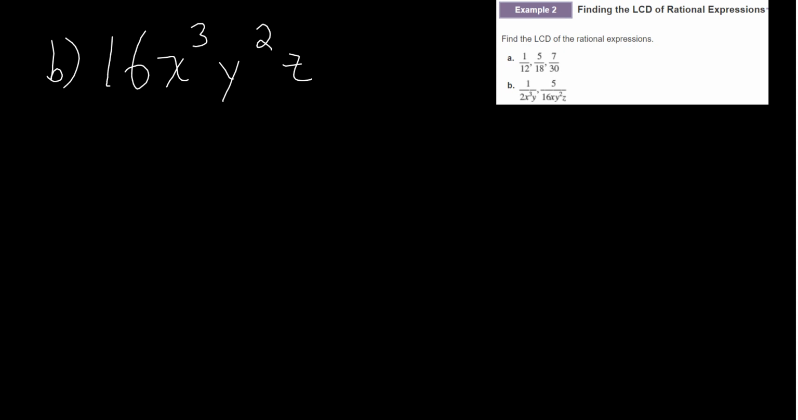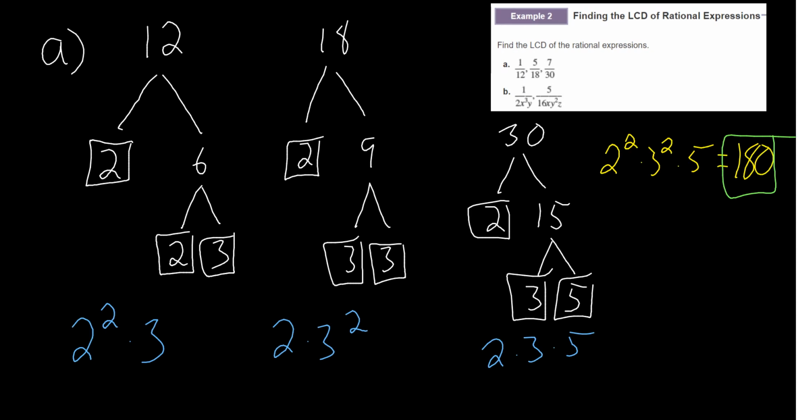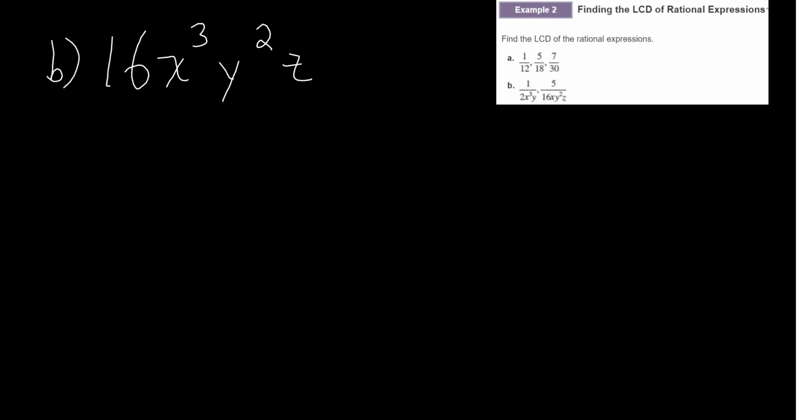So I'm just looking for essentially my highest degree. Again, that's what I did over here. I looked for simply my highest degree, and then of course 5 to the first power. 2 squared, 3 squared, and then 5 to the first power. So again, that same procedure is what we're doing here. My highest power of x was 3, my highest power of y was 2, and my highest power of z was 1. And so that's how we found the least common denominator there.